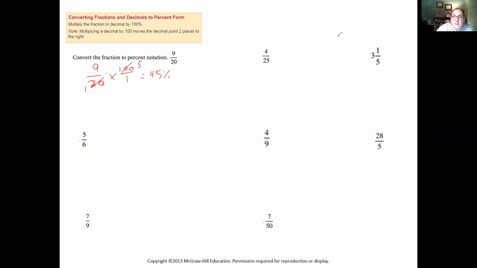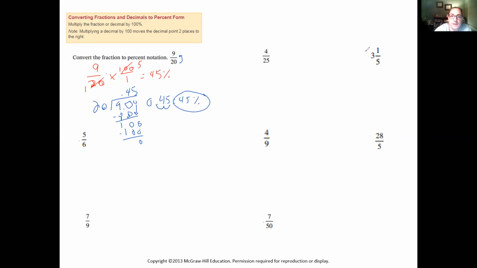Now, the easier way to do it that I was showing before is to just divide 20 into 9. 20 cannot go into 9, but it can go into 90 4 times. That is 0. And I get 0.45, which is a decimal, but we just learned how to turn decimals into percents. You go 1, 2, 45%. So I think the blue is a little easier, but it's up to you.